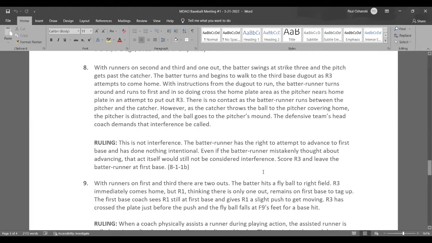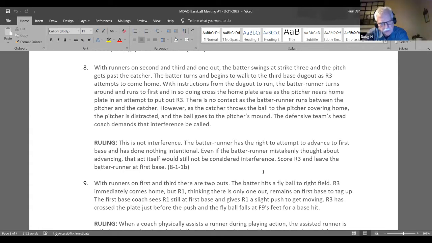I'm not so sure I follow that one too closely. If I use a similar situation, if there's a pop-up on the first base line and the batter runner is going down the line and the pitcher's coming over to catch the ball, the batter runner does not have the right to impede the pitcher's ability to catch that ball. He can interfere with him even though he has a right to try and get to first base. I agree with that.